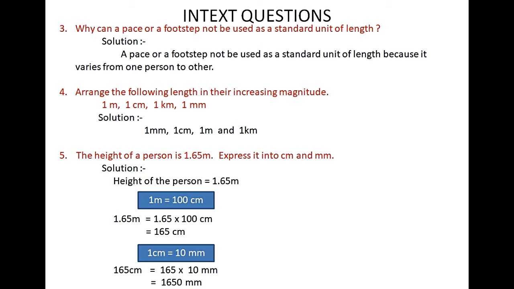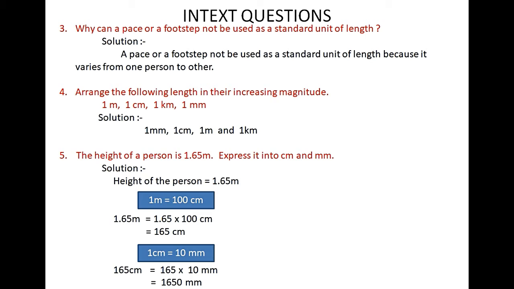So a standard unit means it should be satisfied for all persons, at all places, in all countries, satisfying all conditions. That is what we call a standard unit. That's why a pace or a footstep cannot be used as a standard unit of length, because it varies from one person to another person.